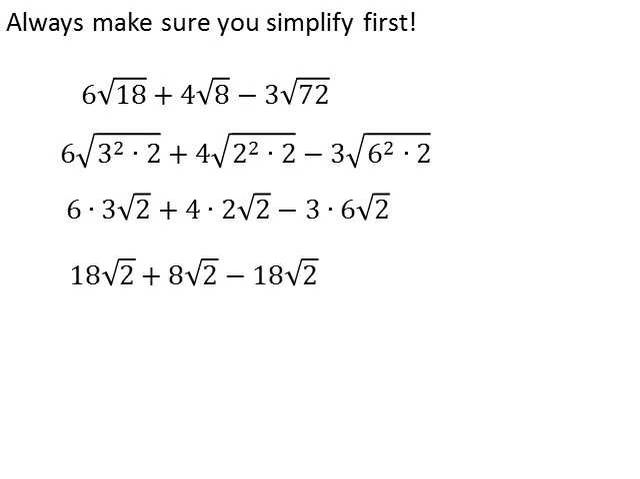And if you look at that, when I simplify them, they are like radicals. They're all square root 2. So now I combine them together. 18 plus 8 minus 18 is 8. So when I add those three radical expressions together, I get 8 root 2.